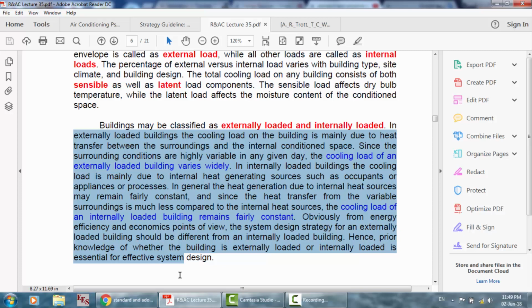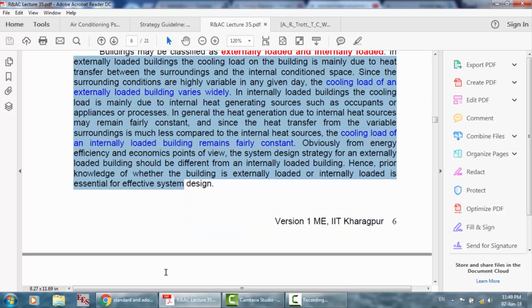Obviously, from energy efficiency and economics point of view, and this is very important, gentlemen, the system design strategy for an externally loaded building should be different from an internally loaded building. Hence, prior knowledge of whether the building is externally loaded or internally loaded is essential for effective system design.